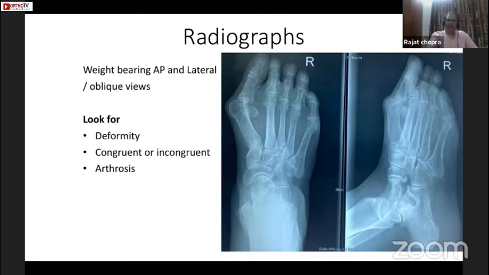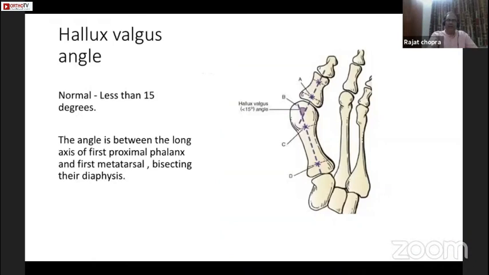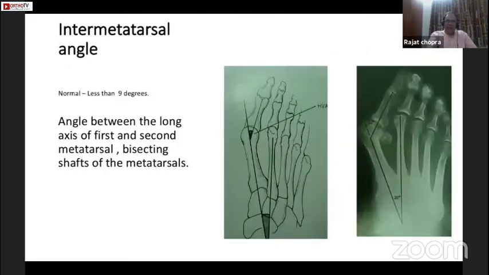So let's talk about the deformity first. You can calculate the angles on a standing weight-bearing AP view. The first angle we usually calculate is the hallux valgus angle. It is the angle between the lines bisecting the first metatarsal and the phalanx, and it is usually less than 15 degrees, which is considered normal. The next important angle is the intermetatarsal angle, which is less than 9 degrees, and it is the angle between the long axes of the first and second metatarsals.